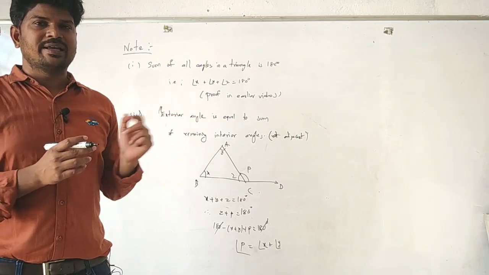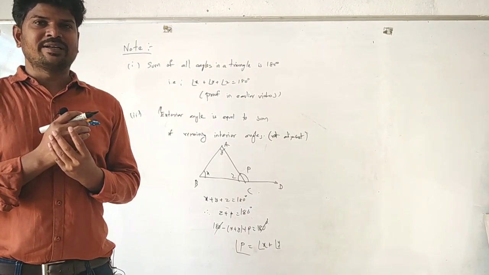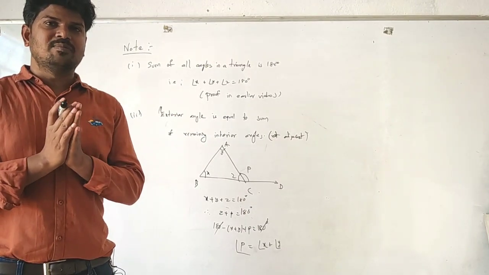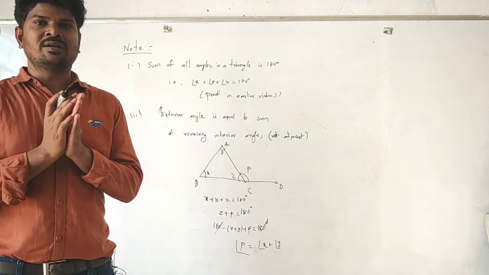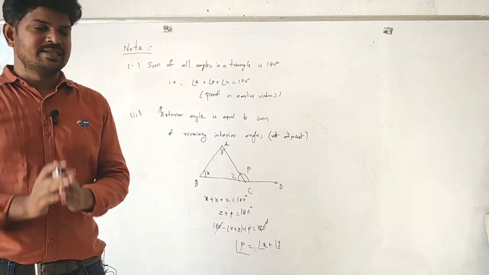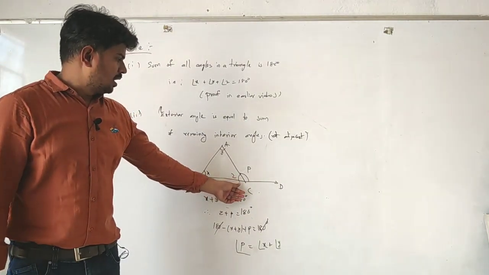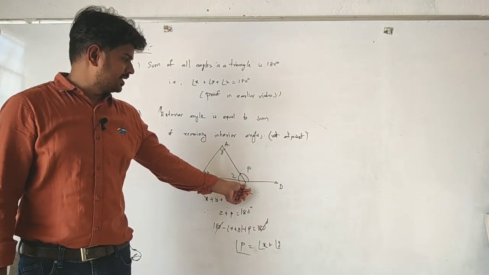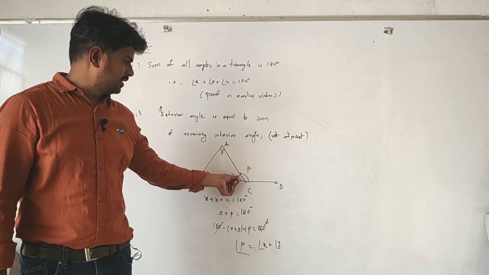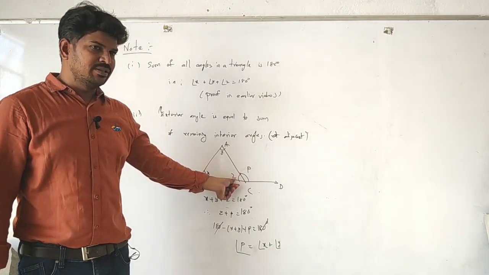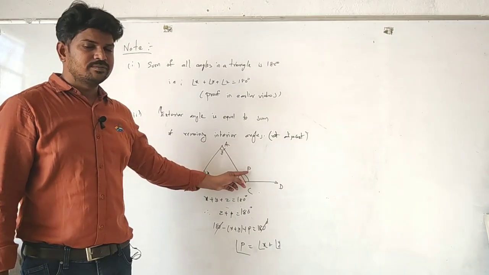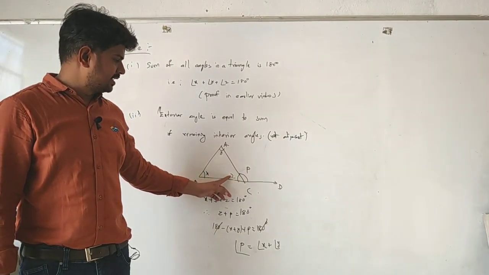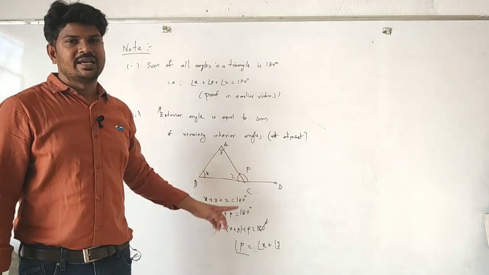Here the exterior angle at any vertex is equal to the sum of the remaining interior angles that are not adjacent to that vertex. Say here, if I want to know the exterior angle at point C. Exterior is nothing but outside. Z is called the interior angle, and external to this is called the exterior angle. So here Z is the interior angle at C, P is the exterior angle at C.